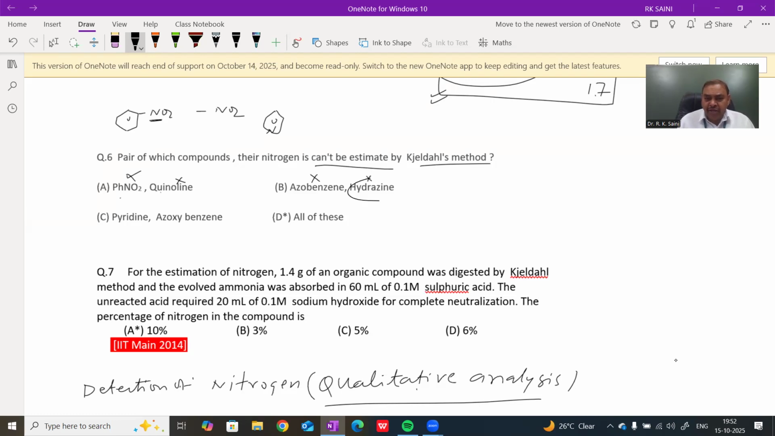Azobenzene, hydrazine. Very important: hydrazine, because it was once asked in JEE, hydrazine is not an organic compound, and this method is suitable for organic compounds. Therefore, all the nitrogen in hydrazine is not detected or estimated by the Kjeldahl method. Pyridine, azoxybenzene, both are absent. Therefore, all of these compounds are not suitable for the detection of their nitrogen by the Kjeldahl method. Question 7.